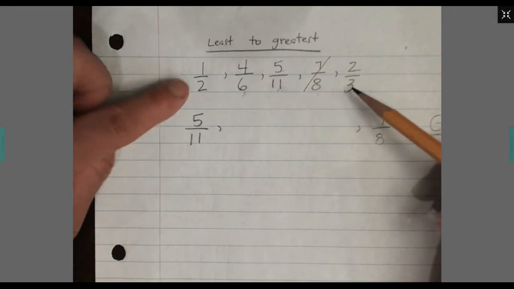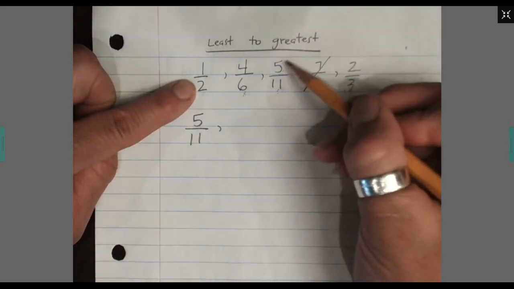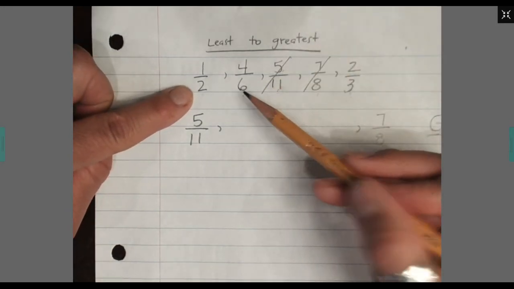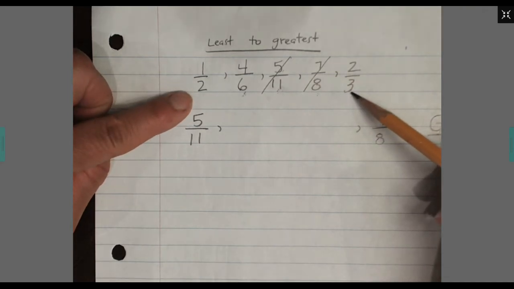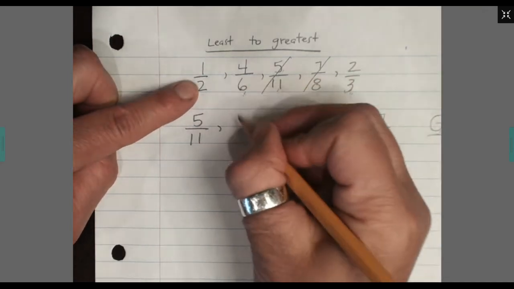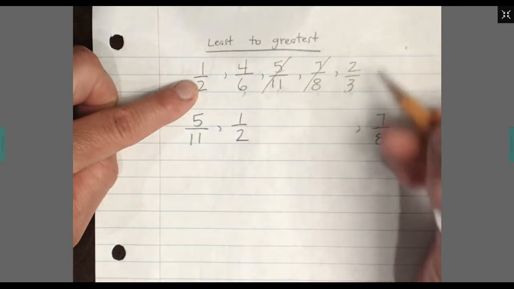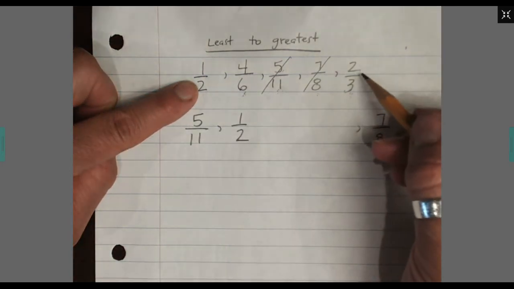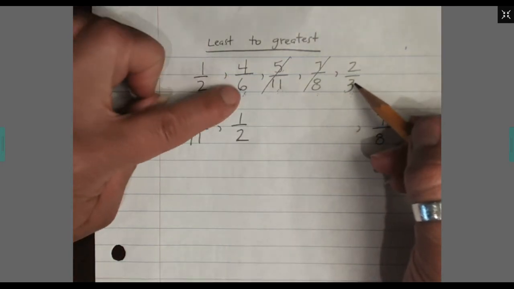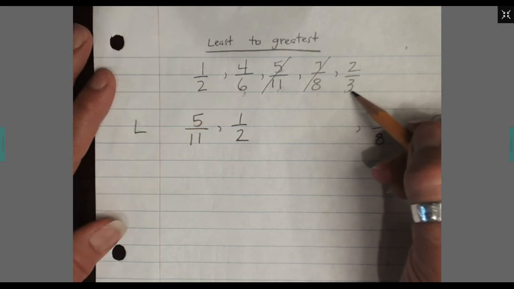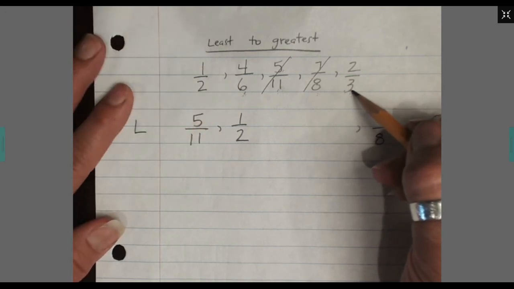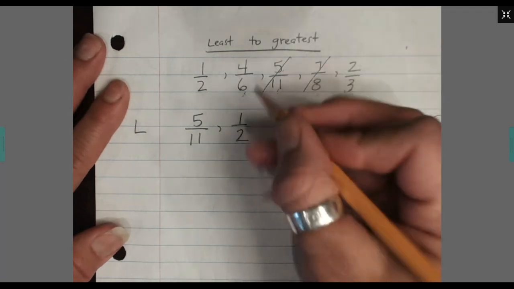Now we have 1/2, 4/6, and 2/3. And we said that both 4/6 and 2/3 are greater than half. So half must be my next one. Oh, this is a little tricky here. I have 4/6 and 2/3. Which is bigger than the other?